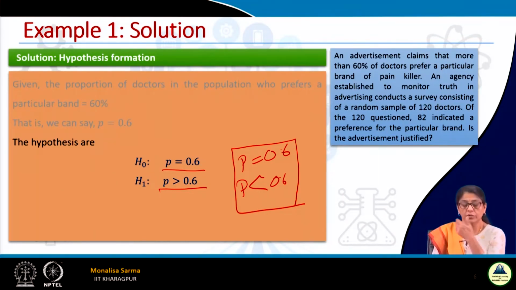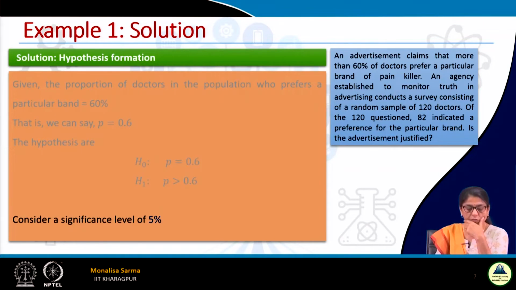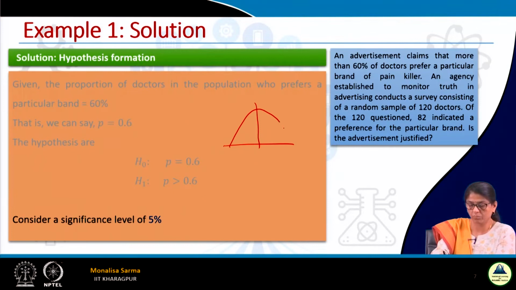Okay, so fine, we have this. Now how to test it? It's given a significance level of 5%, so it is a one tail test. When it is a one tail, we'll have only one rejection region. For greater than 0.6, our rejection region will be in the upper tail. When we talk of the normal distribution, this portion is the upper tail, and this portion is the lower tail. So when we are looking for whether it is greater, our rejection region will be in the upper tail.